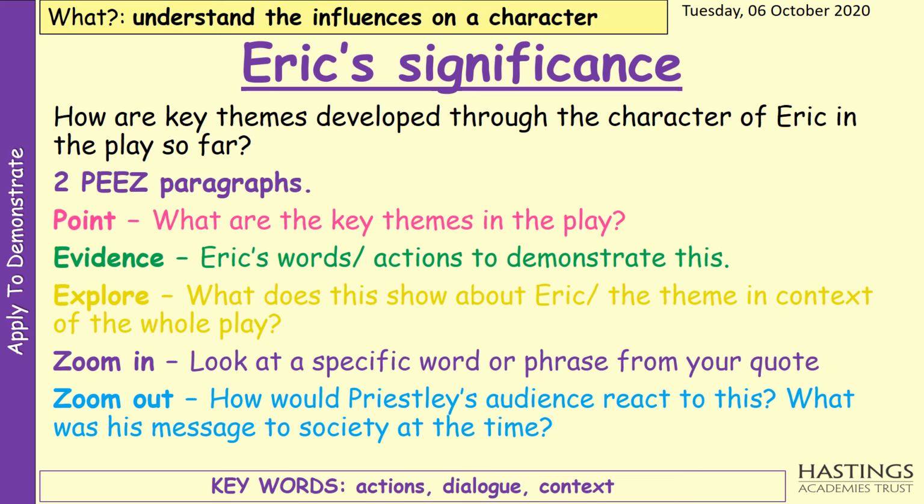Zoom in, look at a specific word or phrase from your quote. And then for your zoom out, think about how the audience would have reacted to this. And what was Priestley's message to society at this time? What was his message and how was he portraying that through this theme? Pause there. Give yourselves about 20 minutes to write these 2 paragraphs.